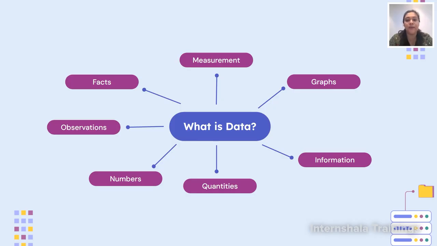And most importantly, when you talk about your phone, that is also data. Whatever you're streaming, your WhatsApp, your Instagram, anything, all these are data. You're posting something on Facebook or Instagram, that is data. You're sending messages on WhatsApp to any of your friends, that is data, okay? So data, in short, can be measurements, facts, observations, numbers, quantities, information, graphs, anything. These are just a few examples of what is data, correct?